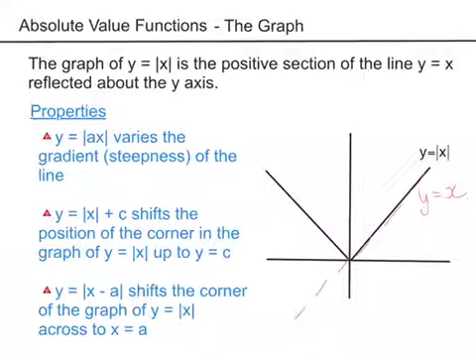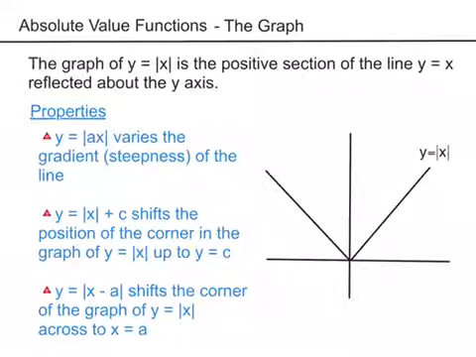However, once we take the absolute value of that function, y equals x, any negative values that were on that graph to begin with become negated. And hence this forces the graph to then mirror itself about the y-axis.